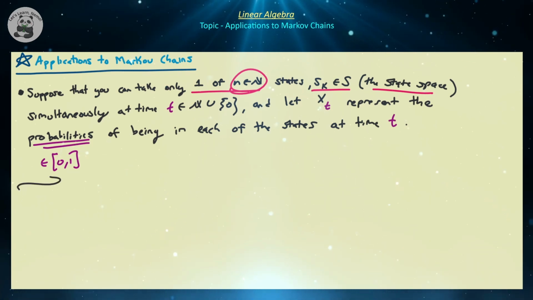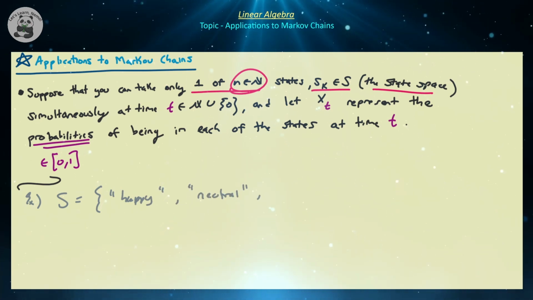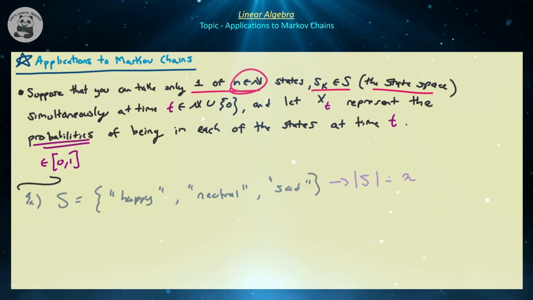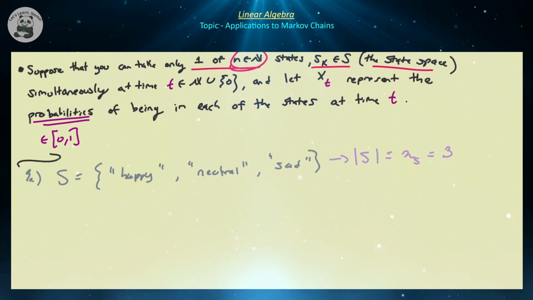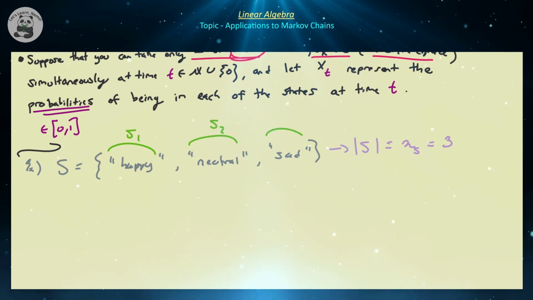So let's give a quick example of what we're laying out here. Let's assume that our state space S is going to be equal to, let's assume we're talking about moods. So for example, we have a happy mood, we have a neutral mood, and let's assume that we also have a sad mood, and that practically spans the set of moods, right? So in this case, the cardinality of our state space, which I'm going to abbreviate as N_S, is obviously going to be equal to 3. And we're going to be abbreviating happy as state 1, neutral as state 2, and sad as state 3.